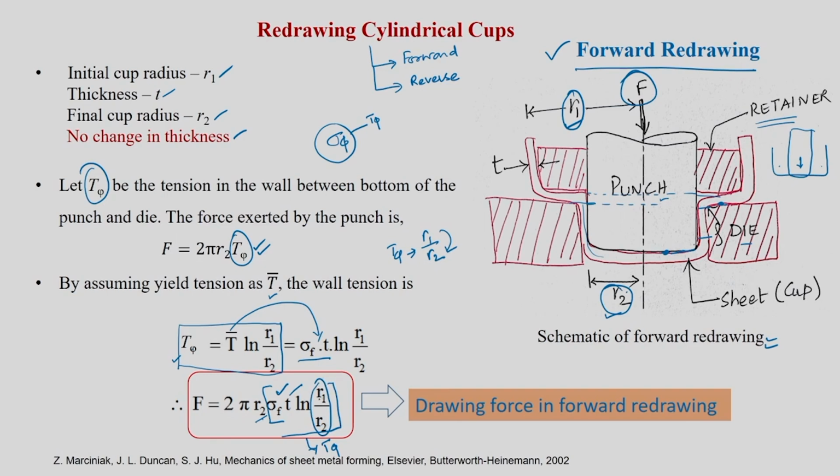Anyway, r1 is basically the initial cup radius, which is what is given here. So, you know all these values, if you substitute them, you will get a force. This would be the punch force required for forward redrawing.